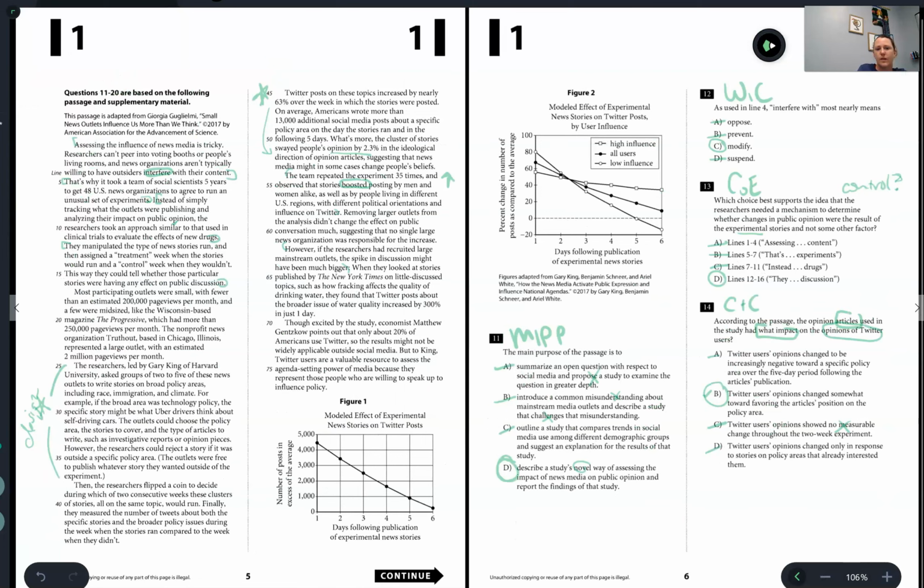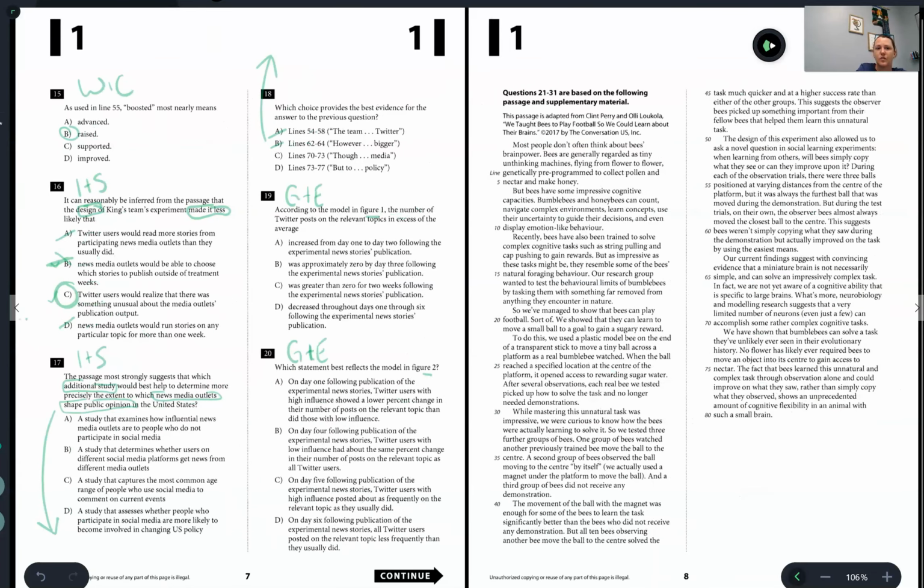70 through 73. Though excited by the study, economist Matthew Gentzkow points out that only 20% of Americans use Twitter, so the results might not be widely applicable outside of social media. I wonder if we could do an experiment to determine if people other than Twitter users are impacted by this. So let's hold on to that because that could be an additional study. Since it is an inference question, that hypothetical might be our line of evidence.